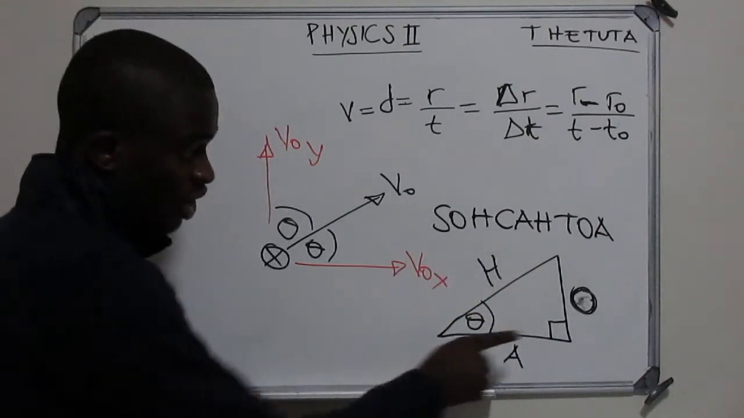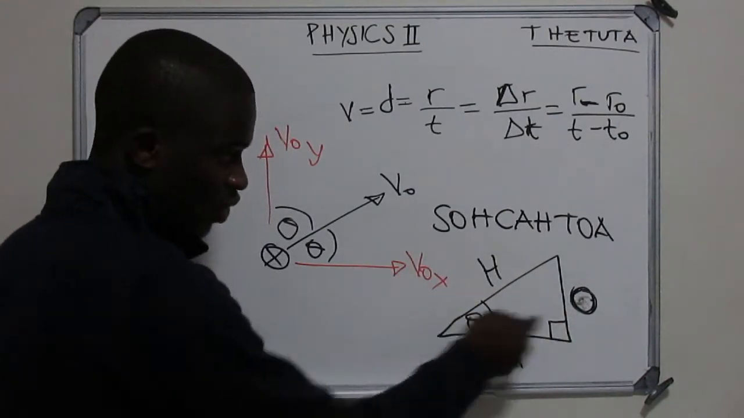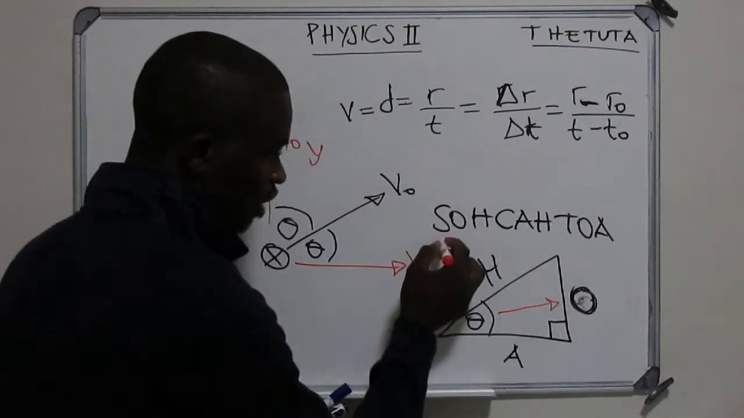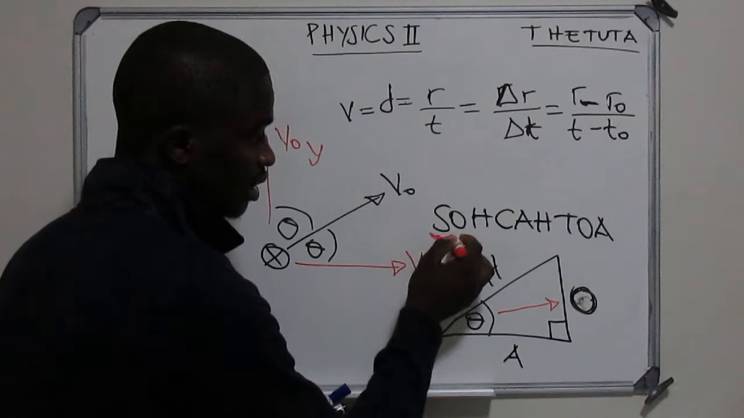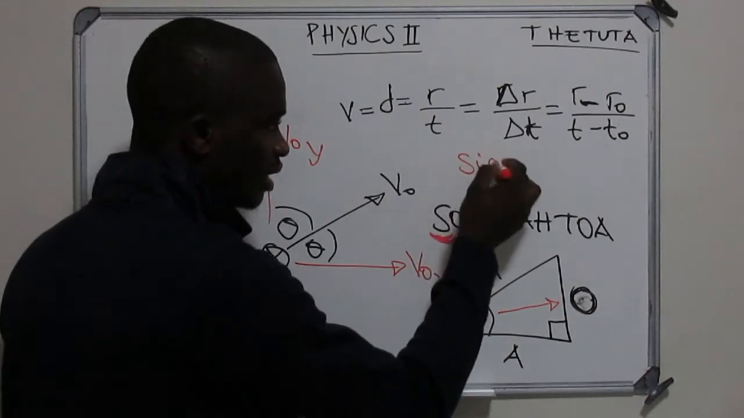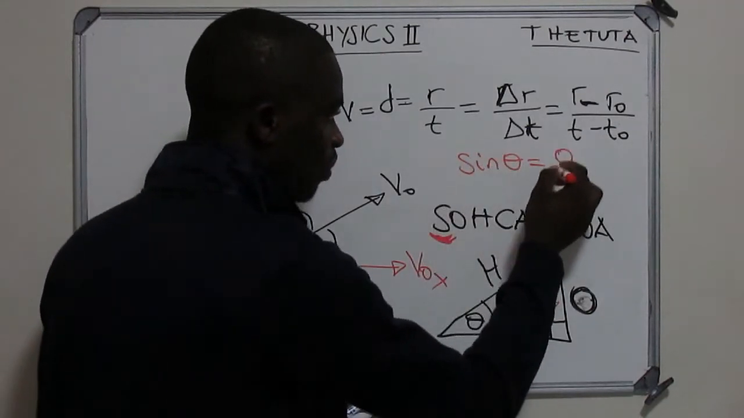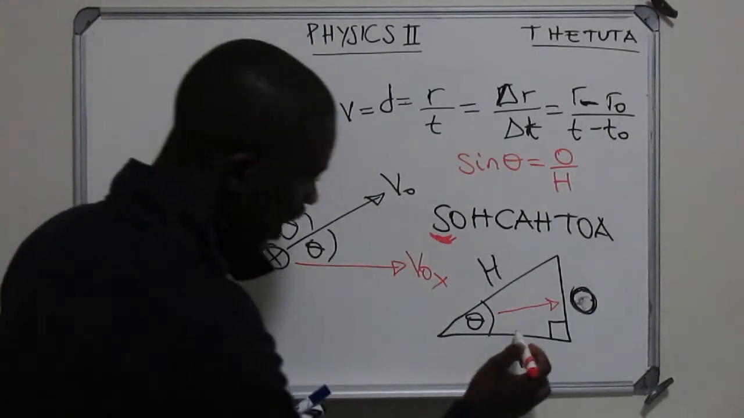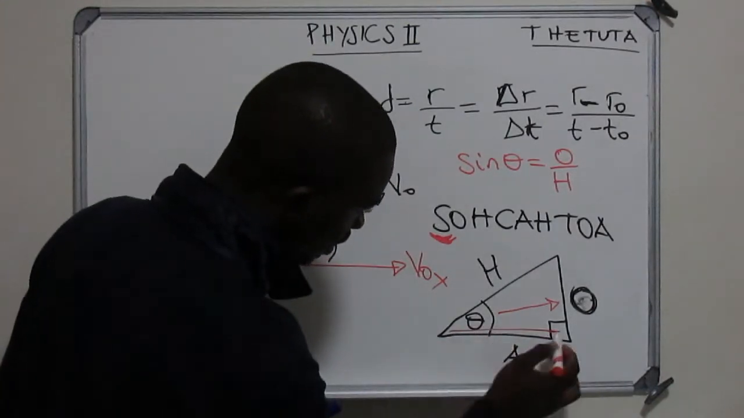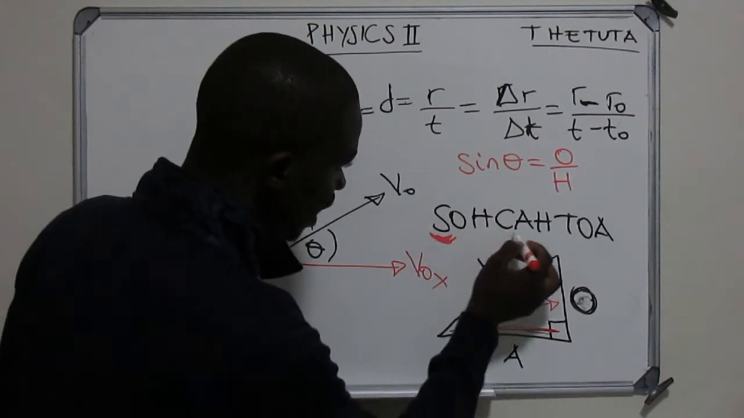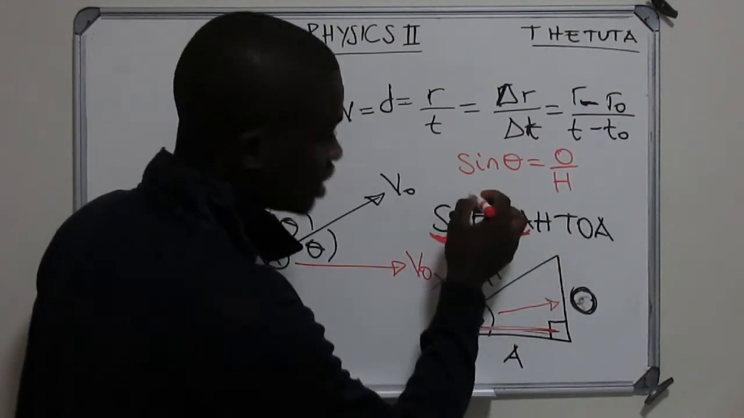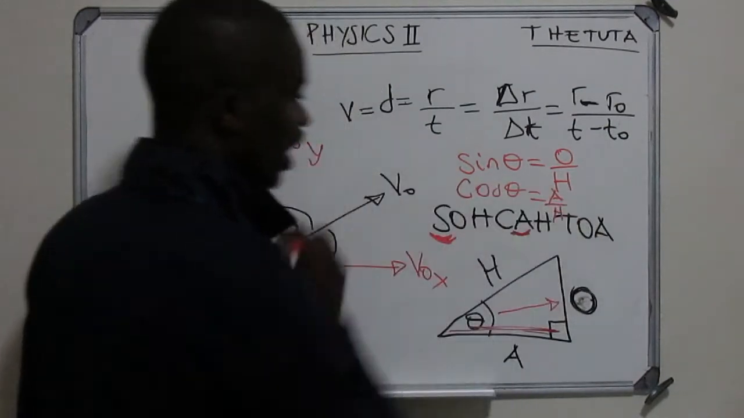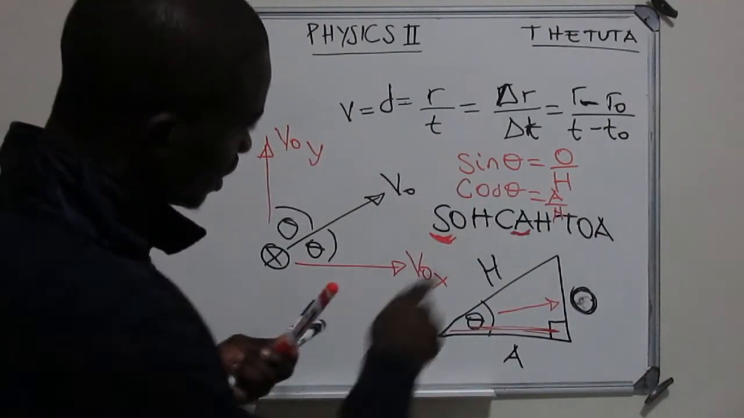So if I'm looking for the opposite side to this angle, the opposite side to this angle is going to be what? Sine. Okay? So therefore, our sine of that angle is going to be the opposite over the hypotenuse. Just a revision. If I'm looking for the adjacent to this angle, the adjacent is going to be cosine. So it's going to be cos of angle A over the hypotenuse. Okay? So this is just a revision.